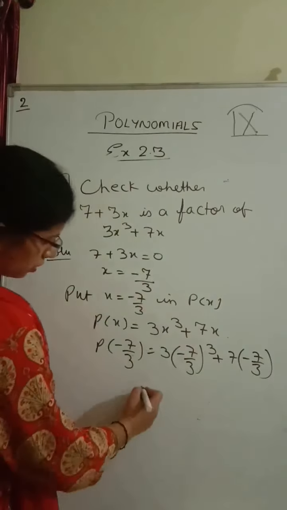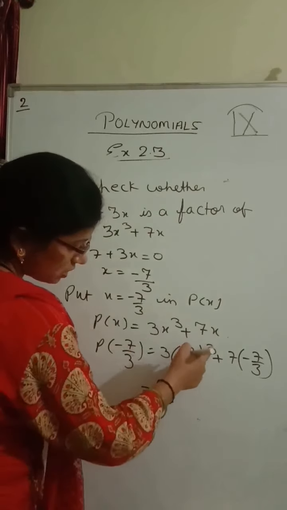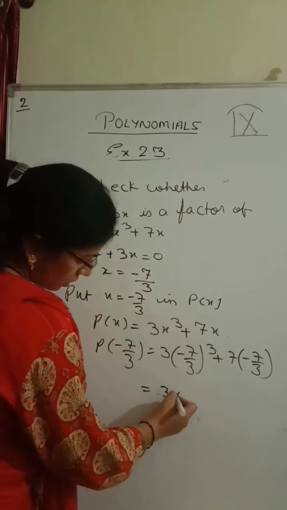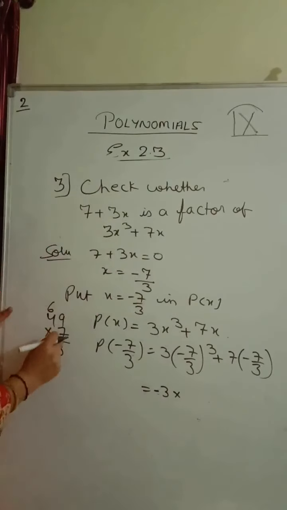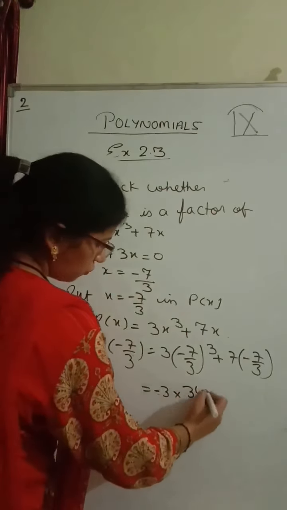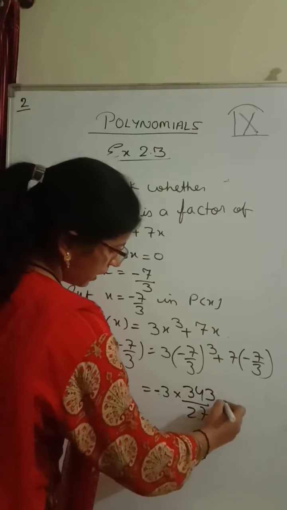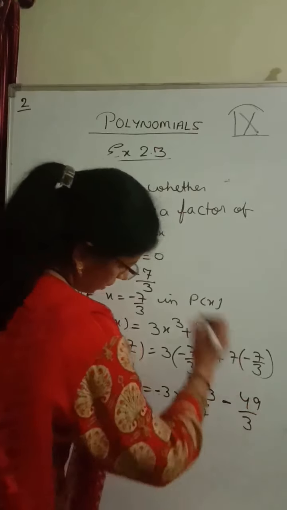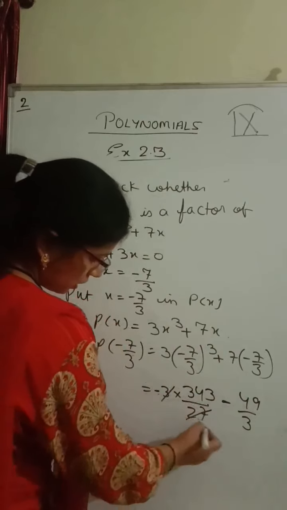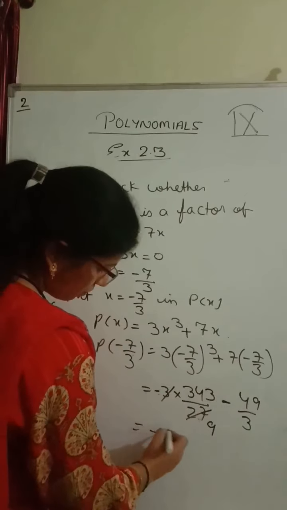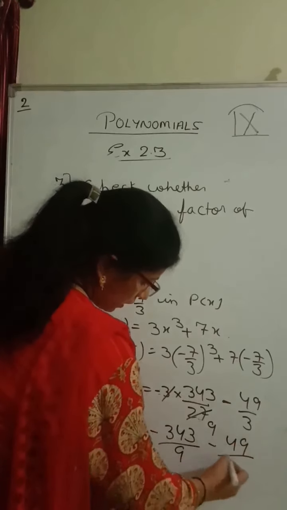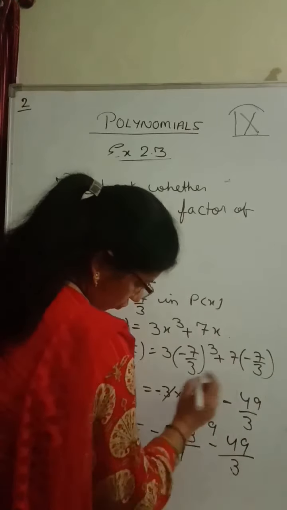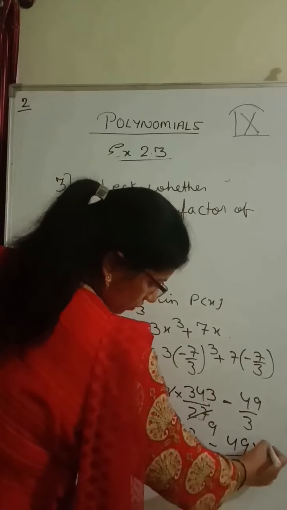Okay, so 3 into this is cube, minus sign will remain minus, so minus I am writing here 7 cube. 7 7s are 49, and 7 4s are 28, 29, 30, 31, 32, 34, 343. So 343 upon 27 minus 49 upon 3. So cancel it out. This is 3 9s are 27. So this gets minus 343 divided by 9 minus 49 upon 3. So we have to make the LCM 9.